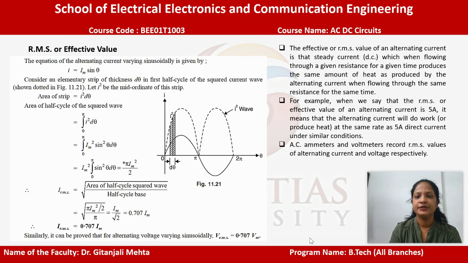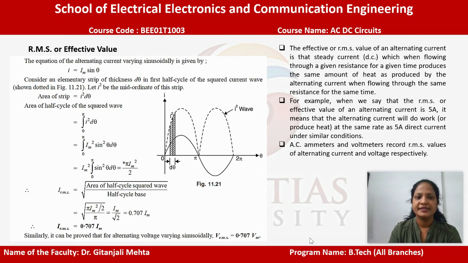Coming to the effective or the RMS value, it is that steady current which when flowing through a given resistance for a given time produces the same amount of heat as produced by the alternating current when flowing through the same resistance for the same time. For example, when we say that the RMS or effective value of an alternating current is 5 ampere, it means that the alternating current will do work or produce heat at the same rate as 5 ampere direct current under similar conditions. AC ammeters and voltmeters record RMS values of alternating current and voltage respectively.